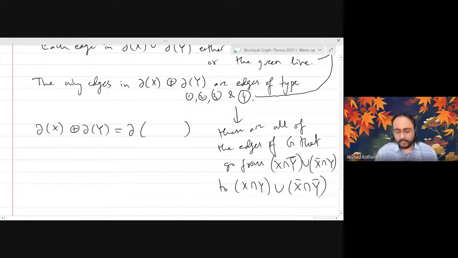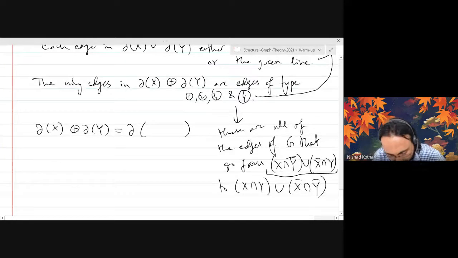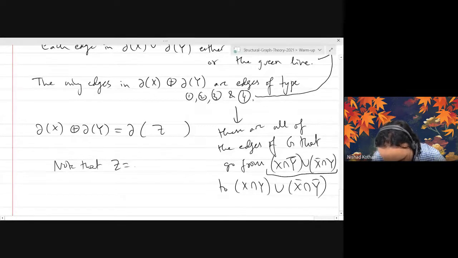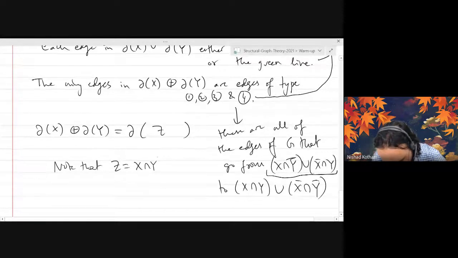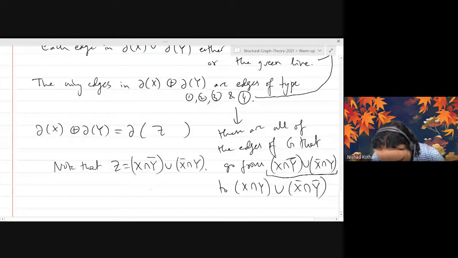And that means that one end is in this set, and this set is exactly the symmetric difference of x and y. Note that Z is x intersection y bar union x bar intersection y, and that is x symmetric difference y.